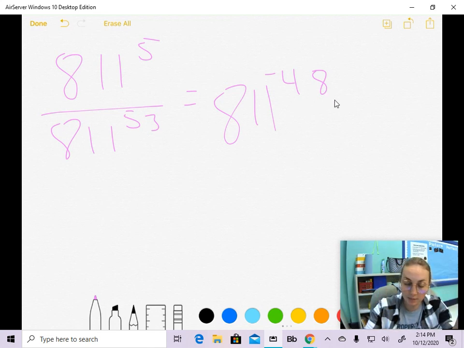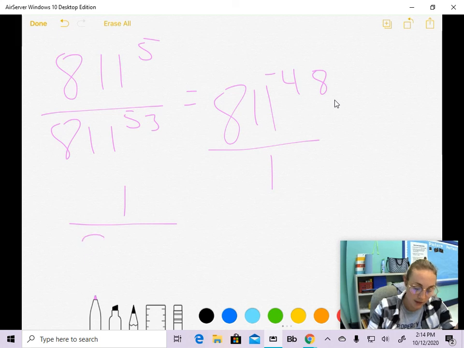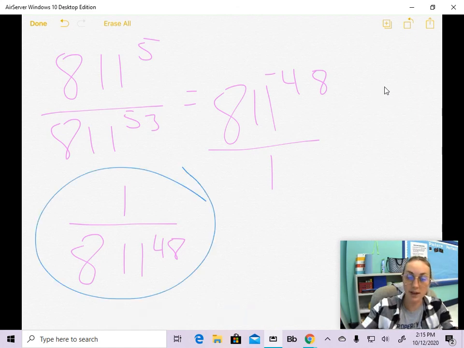So again, the first step is to put this over 1, because that's how you turn it into a fraction. And then you're going to flip it. So it's going to turn into 1 over 811 to the 48th power, because once you flip it, the exponent is positive, and that's going to be our answer.